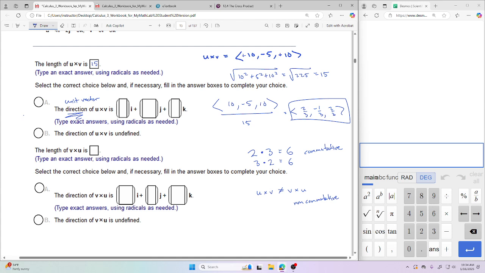As a concept, if you don't mind, I'm going to scroll up for a second. Yes, it is. That's why I was using a dot here instead of a cross sign. That's exactly right. U dot V is equal to V dot U. Very good. Thank you for reminding me of that.